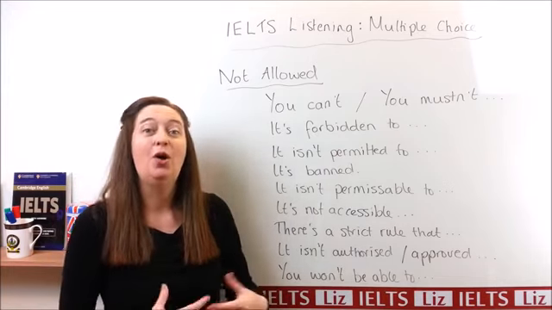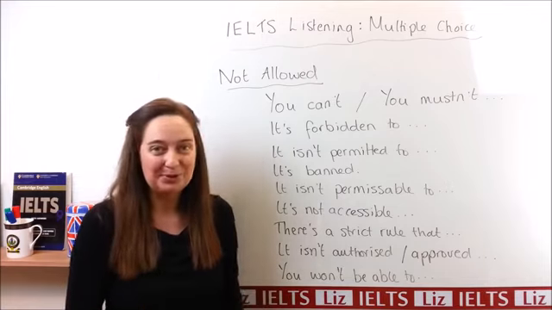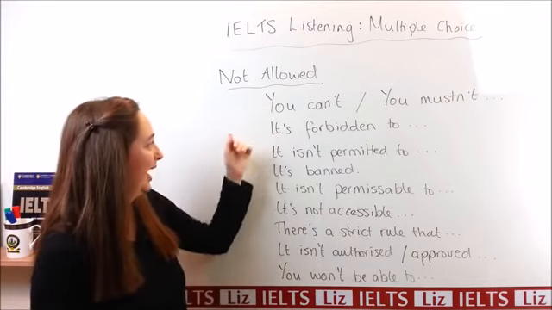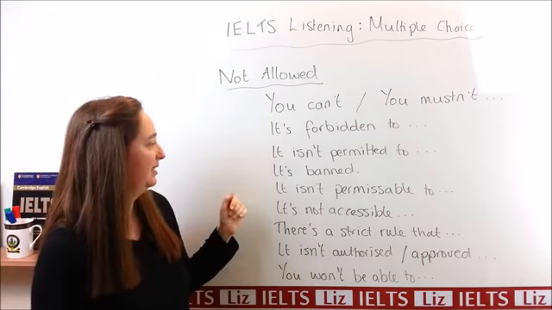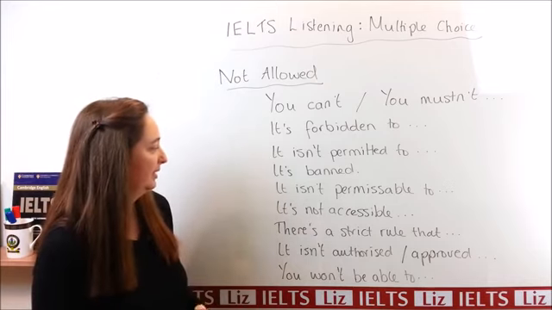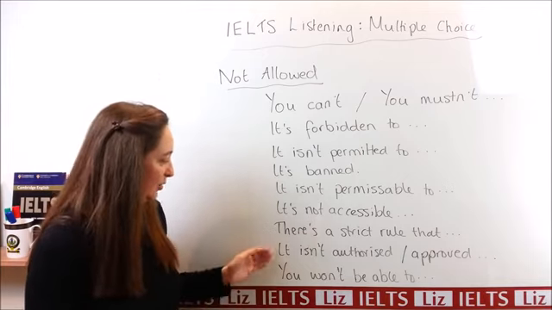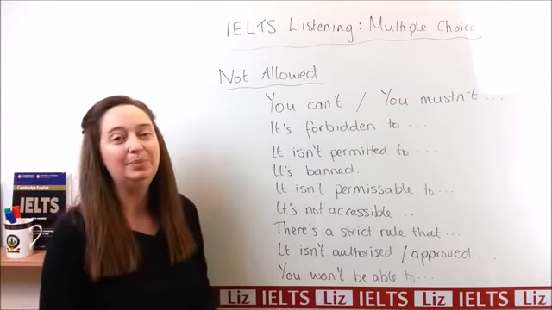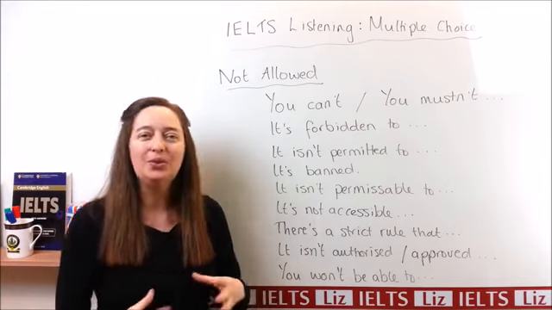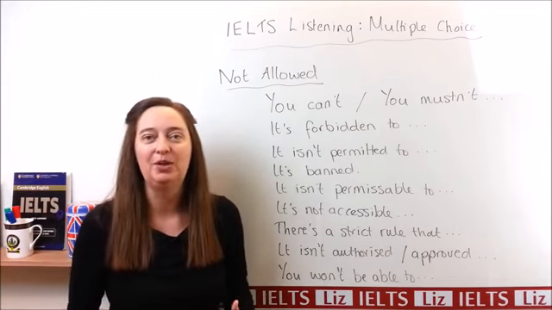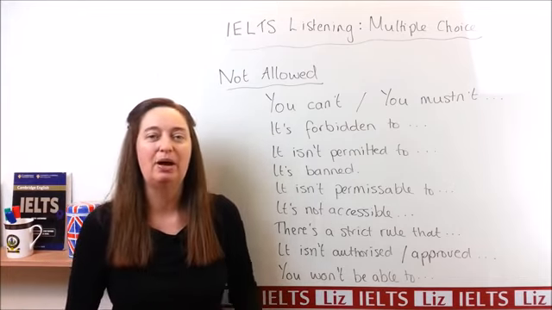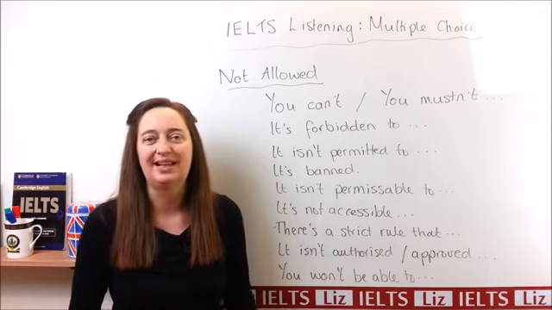If you want to do the opposite, to say something is approved, of course you say you can, it is permitted, it is permissible, it is accessible, there is no strict rule, it is authorised, you will be able to. So all these different paraphrases will help you when you get a question about recommendations or what is allowed.